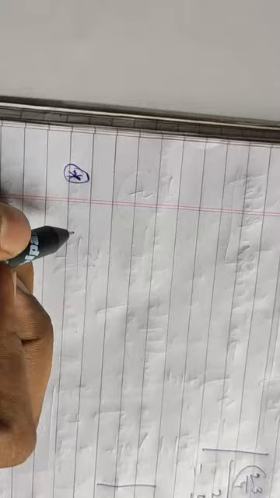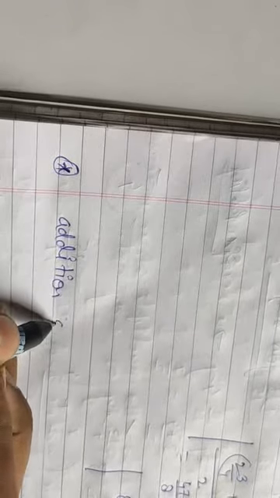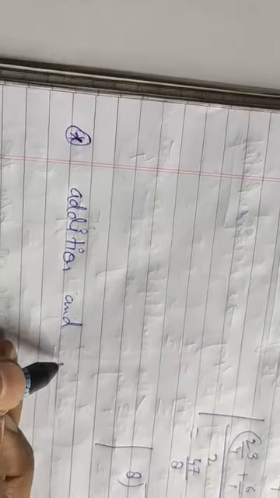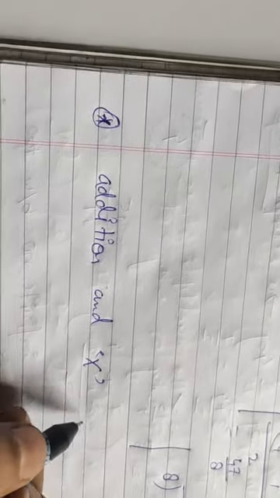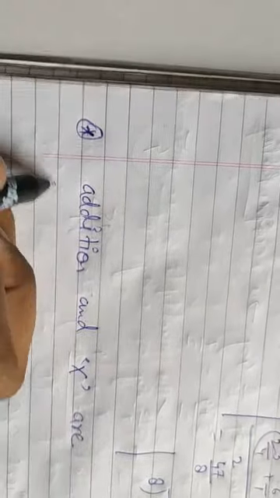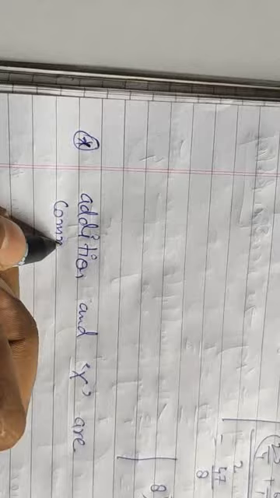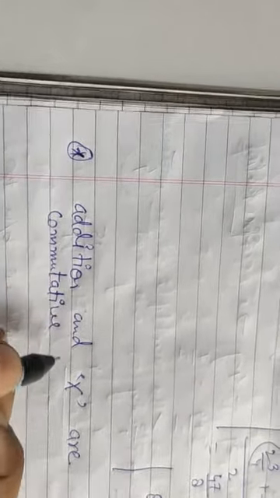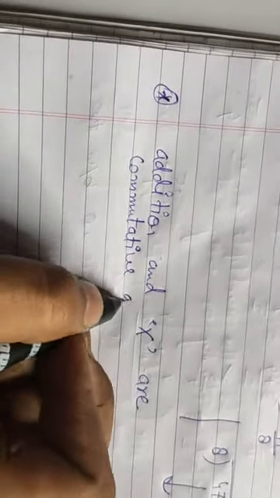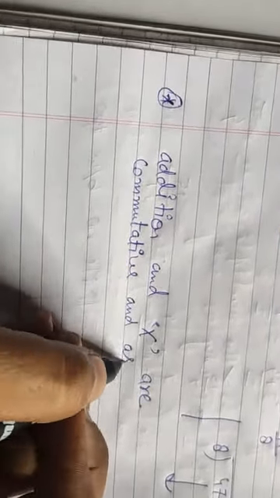Some operations, addition and multiplication, are commutative and associative.